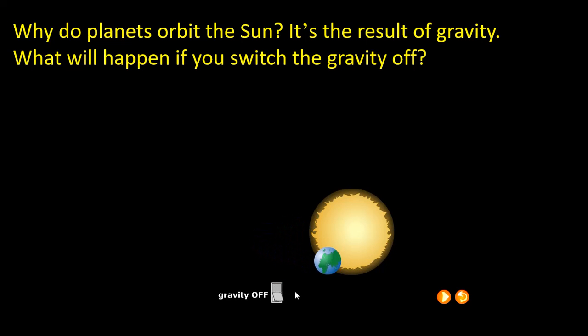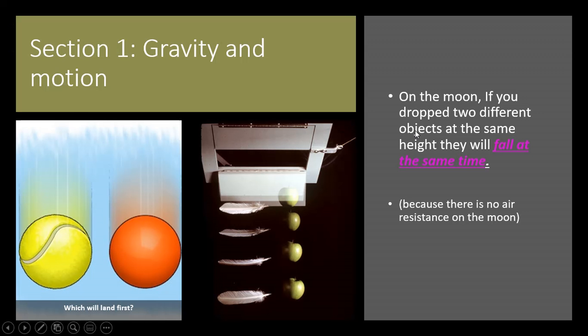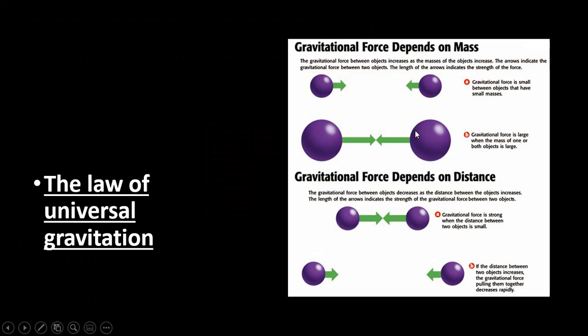Now let's turn the gravity off. What will happen? Okay, so there is no way that the Earth is going to keep itself in the same track, and it's going to leave its track away from the Sun. Alright, so to conclude, gravity makes objects rotate around the Sun in a fixed orbit.